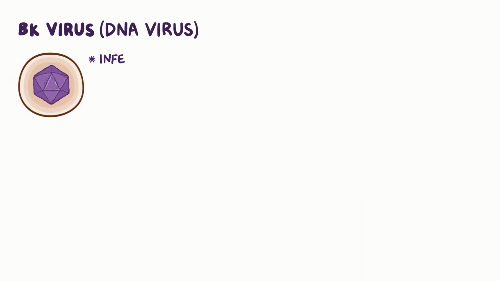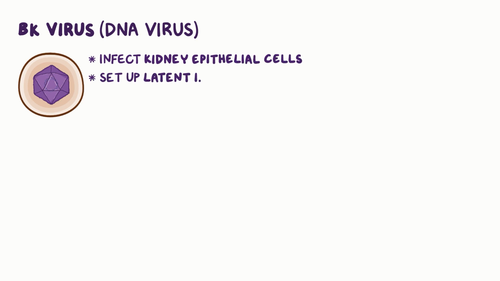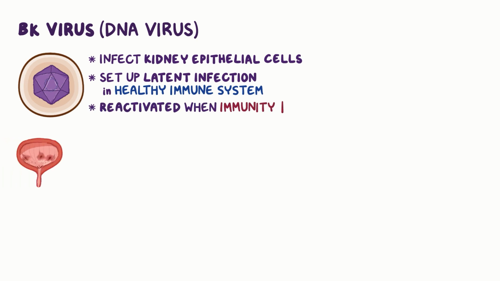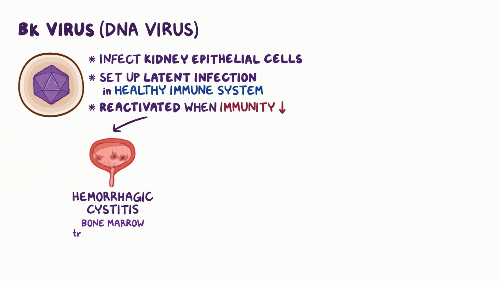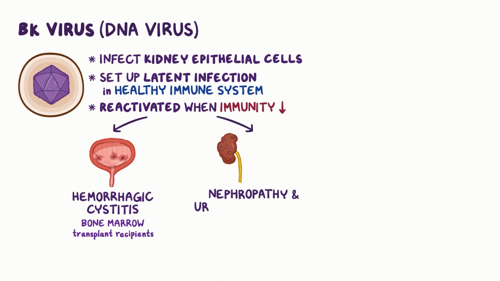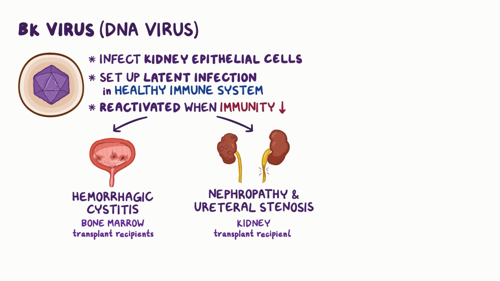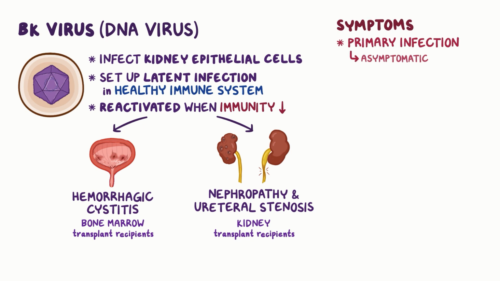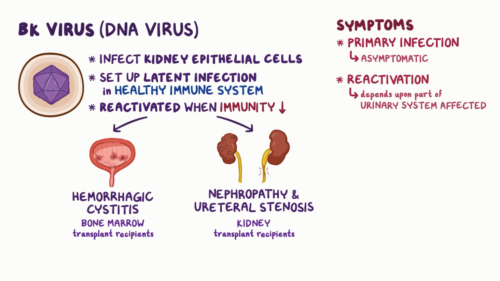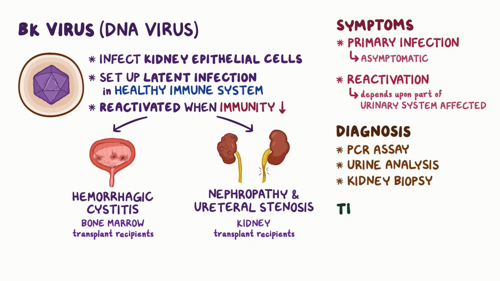Alright, as a quick recap. BK virus is a DNA virus that infects the kidney epithelial cells and sets up latent infection in individuals with healthy immune systems. It gets reactivated when the immunity lowers, causing hemorrhagic cystitis in bone marrow transplant recipients, and nephropathy and ureteral stenosis in kidney transplant recipients. Primary infection with BK virus is usually asymptomatic, and symptoms during reactivation depend on which part of the urinary system is affected. Diagnosis involves PCR assay, urine analysis, and kidney biopsy. And treatment is aimed at reducing the immunosuppression.